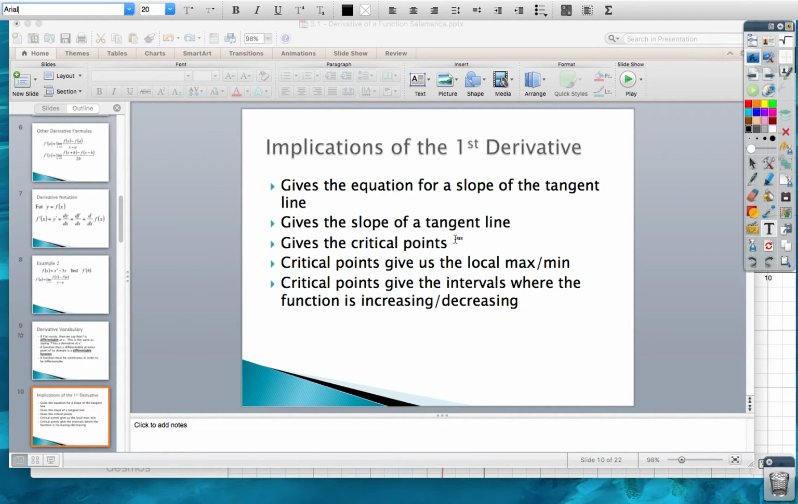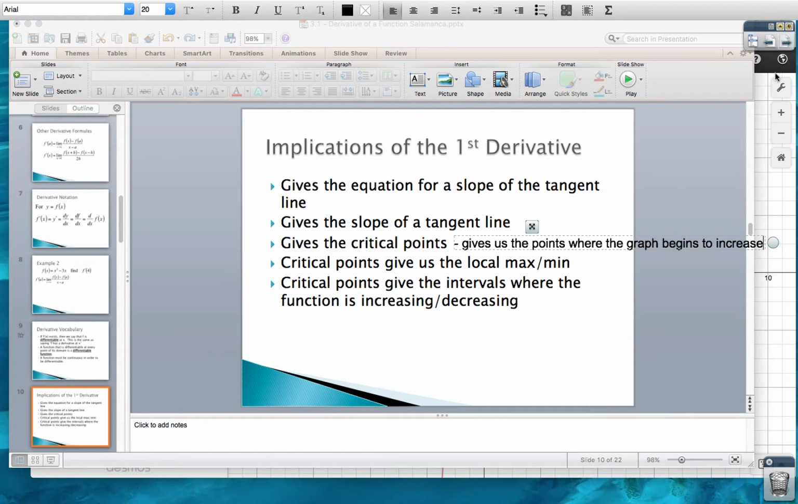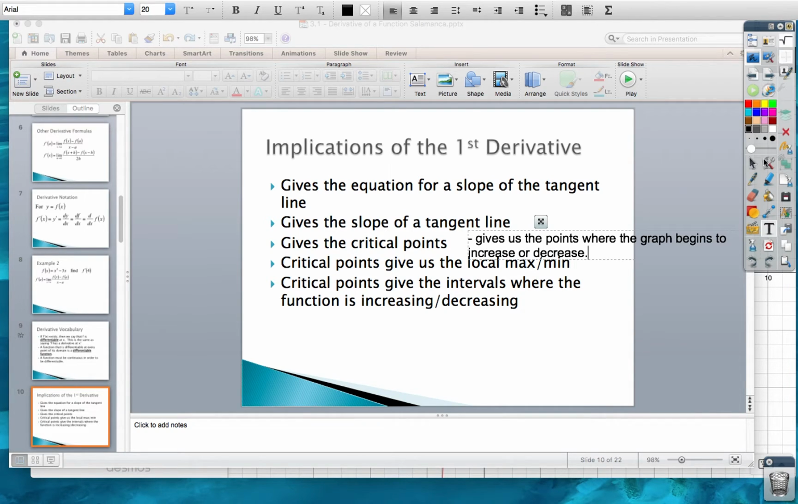So critical points, again, give us the points where the graph begins to increase or decrease, which helps us find the max or the min. These critical points literally tell us the max or the minimum point of the function. So we can sketch it based on the critical points alone. So let's look at some other examples.